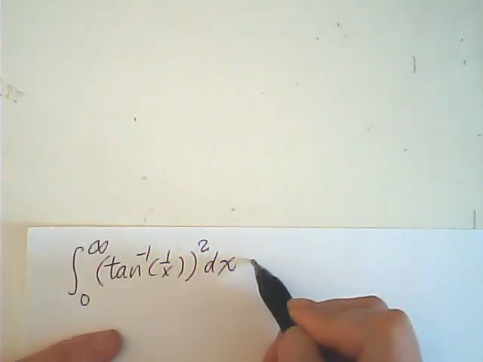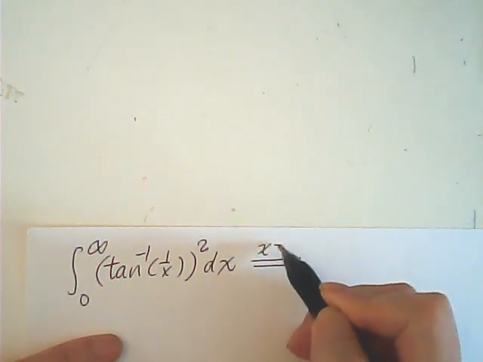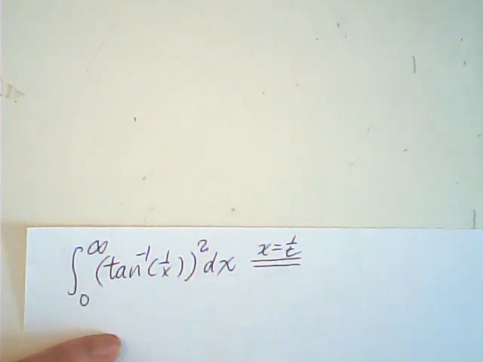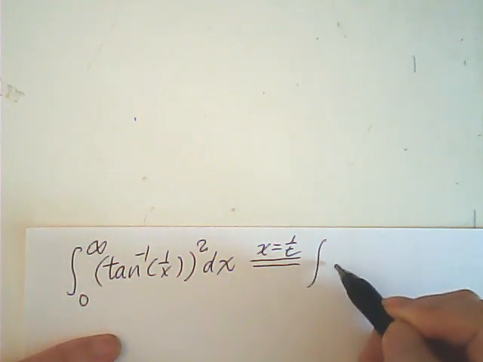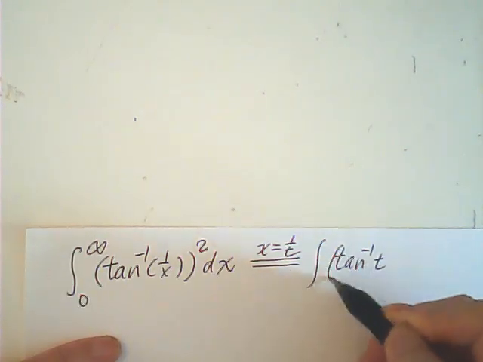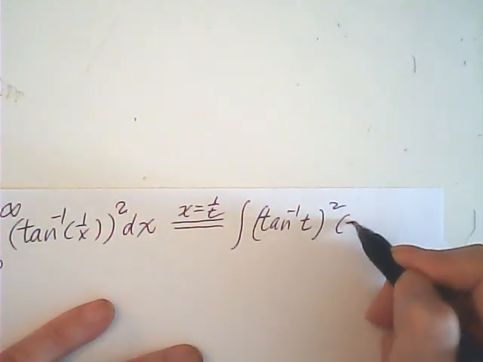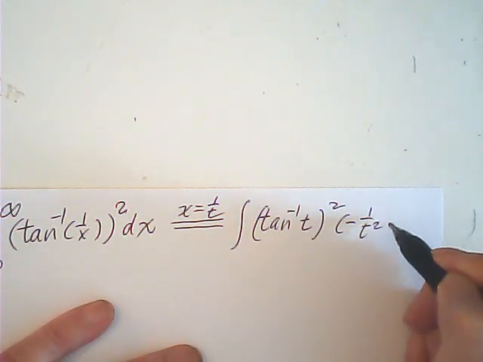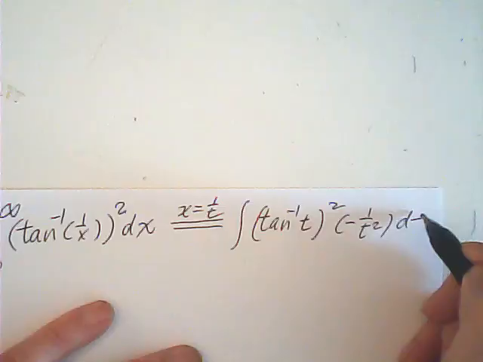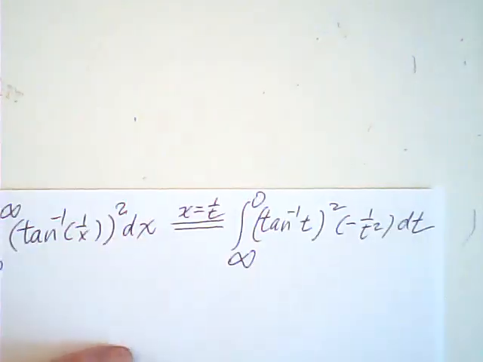Now I start with substitution. Let x be 1 over t. So my integral becomes arctangent t squared, and then times negative 1 over t squared, and a dt. And the boundary has been changed.